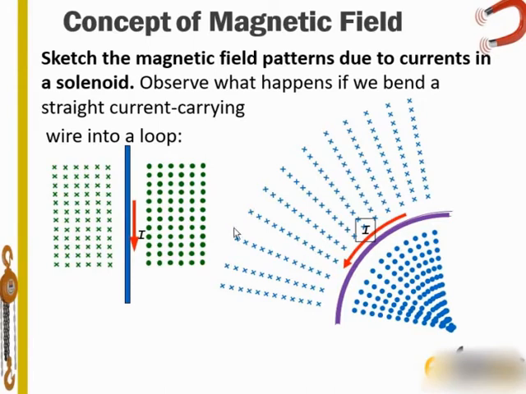So on the left-hand side, you have the characteristic magnetic field patterns for a current carrying wire. And then on the right-hand side, you can see the pattern of the magnetic field lines when you now bend that wire into a circular loop. Now, if you look at the right-hand side, what you'll see is that to the left of the wire, you have weak magnetic fields.